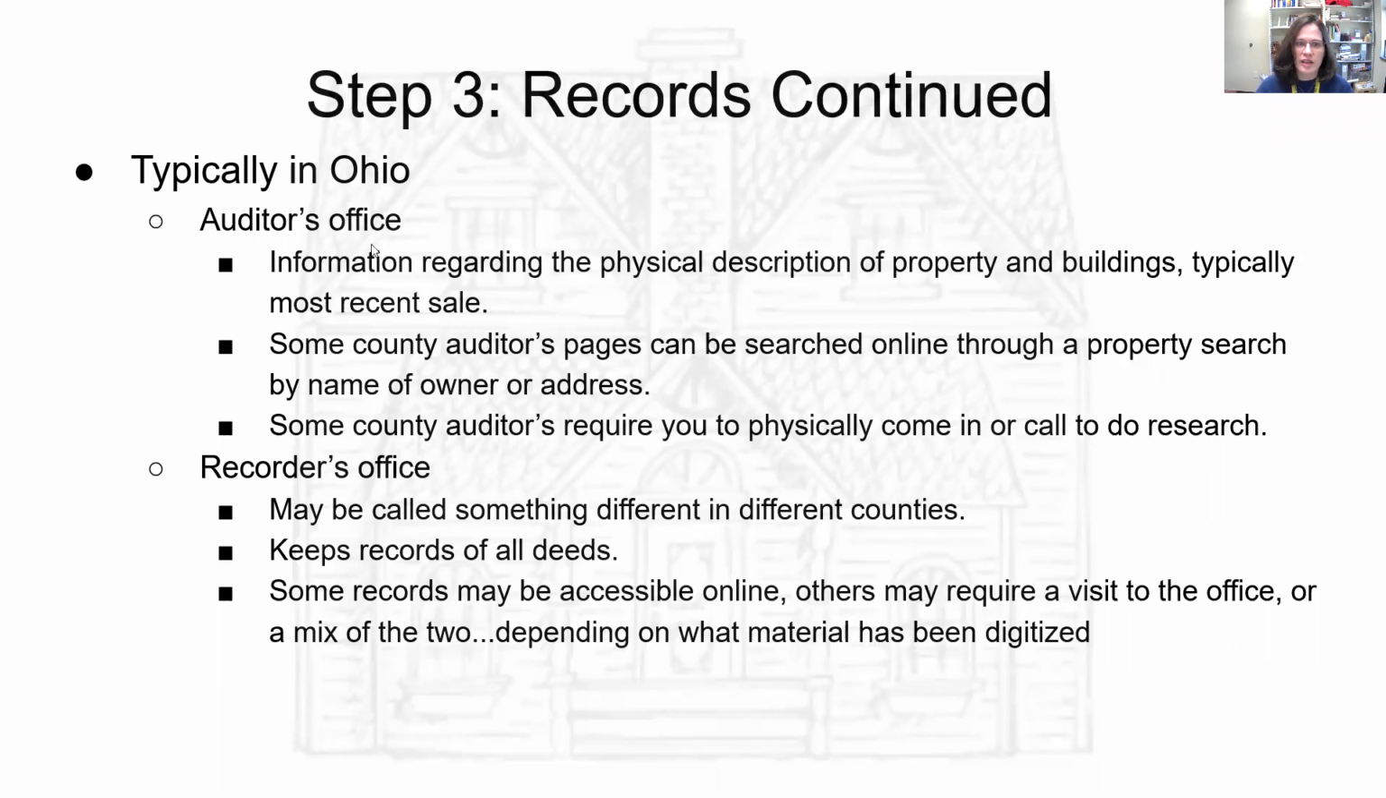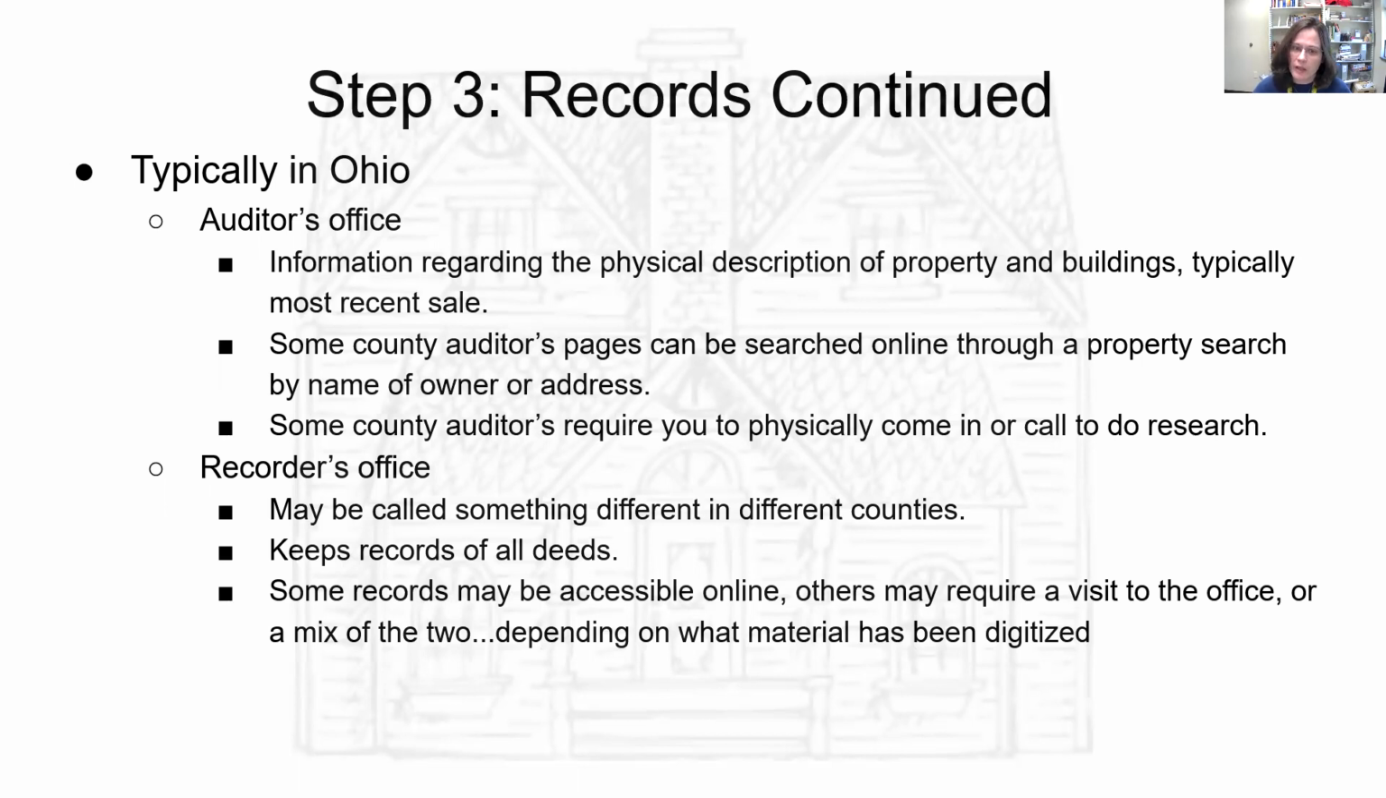Typically, the auditor's office here in Ohio has the physical descriptions of your property. You can research the property online, especially if it's a newer property or it's changed hands multiple times recently, later than the 80s typically. You can find a lot of information about who owned it and when the property changed hands. Some auditors' offices in other counties, I know out of state, require you to actually physically come in to do the search or call them. You can't search online. So again, check with the auditors, see what you're able to get online and see what you'll have to do in person.